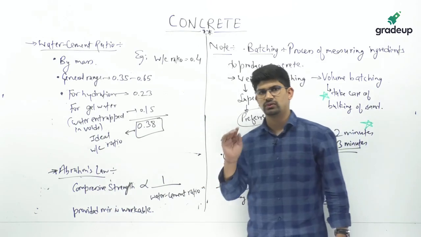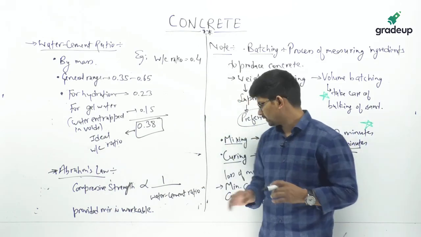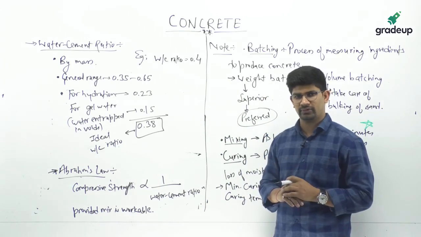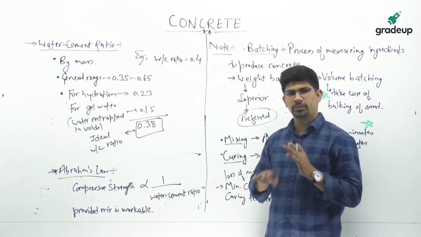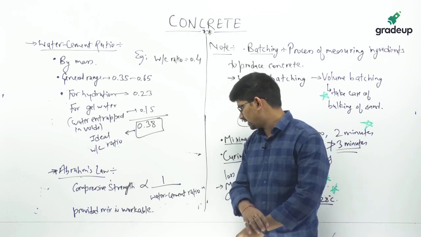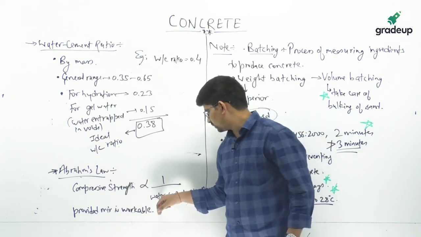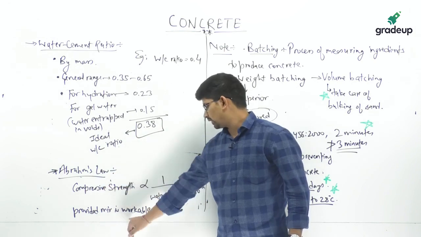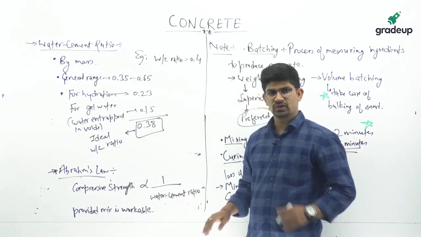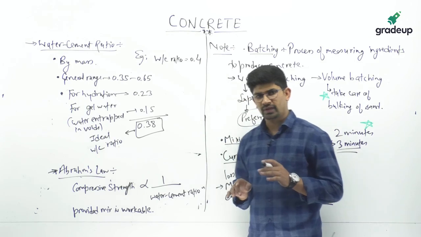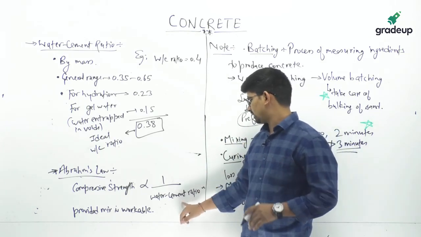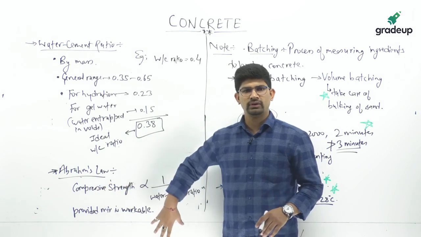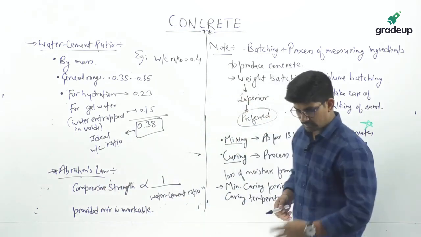This is the condition which is to be fulfilled. You cannot reduce the water cement ratio beyond a certain limit. If you keep on reducing the water cement ratio, then workability will be affected. So you have to choose an optimum value. If you decrease water cement ratio, the compressive strength will increase, but workability will be reduced. So you have to make a judicious choice, and the optimum value of water cement ratio is fixed such that you get required strength but also required workability.